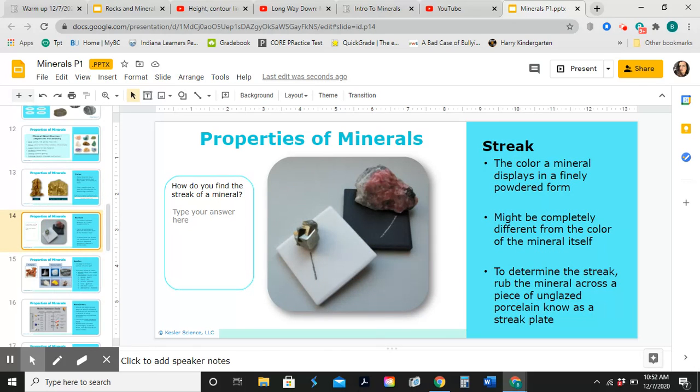The color of a mineral in a finely powdered form might be completely different from the color of the mineral itself. To determine the streak, rub the mineral across a piece of unglazed porcelain known as a streak plate. How do you find the streak of a mineral? Look at these points and tell me how a streak is found.